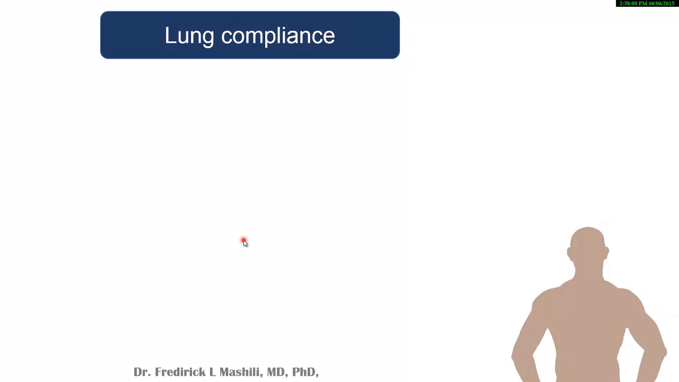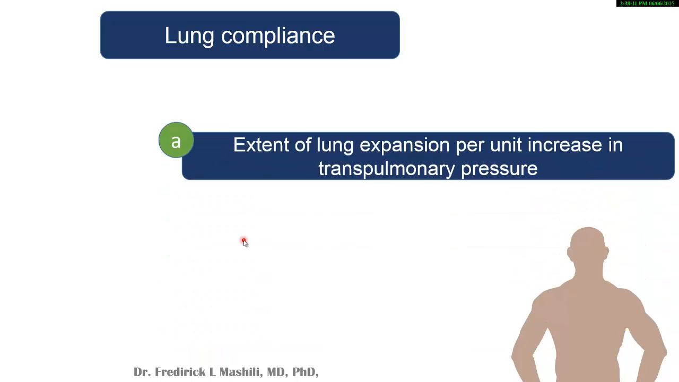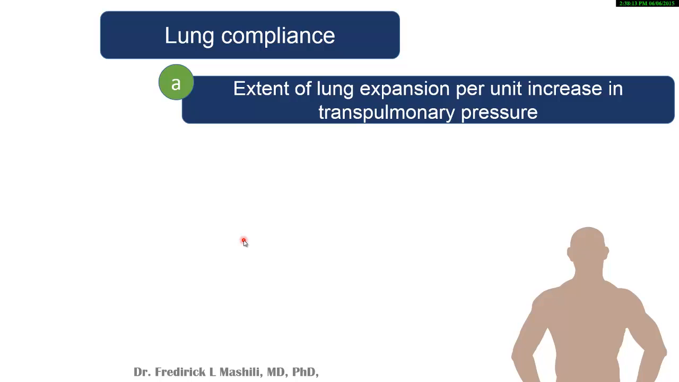So lung compliance, I say this is a very important concept because at the end of the day, you need oxygen to get into the lungs, and for the lungs to be able to accommodate that oxygen, they need to expand. So the extent of lung expansion per unit increase in transpulmonary pressure as oxygen is getting into the lungs is what is known as compliancy. So you can see this is very important. If the lungs are not compliant, that means oxygen won't get into the lungs. So this is a very important concept that you definitely need to understand.